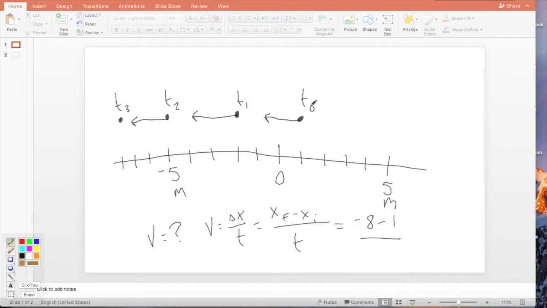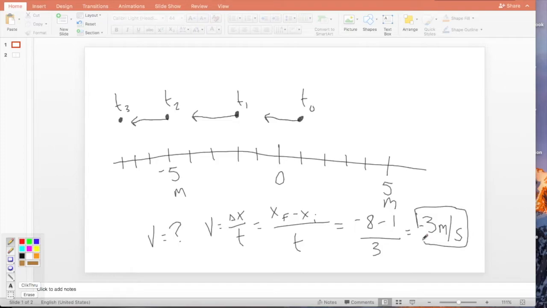This first dot represents the 0 mark, but we do not count it. So we count in between. Here's 1 second from here to here. And then from here to here is 2 seconds, and then finally 3 seconds. So it took 3 seconds. So you can see that the velocity is going to be -9/3 or -3 meters per second.